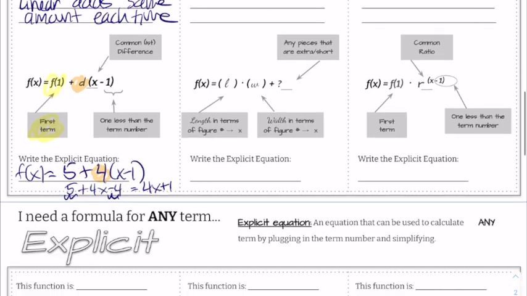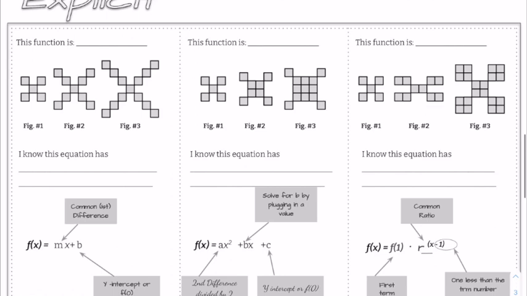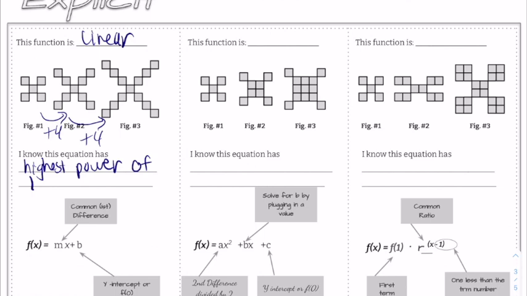Now, if you go to the next page, again, we still know this is the same one, so we know that this is linear, and our equation has the highest power of 1. Okay? This is the one that we've been looking at this year with me, the f of x equals mx plus b. The m is the common difference or the first difference, and the b is the y-intercept or the f of 0. So this is a second way that we could do it, right? We still have that we're going up by 4 each time, right?